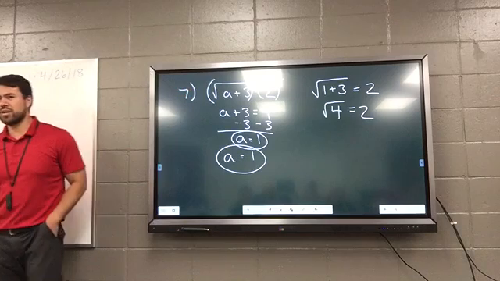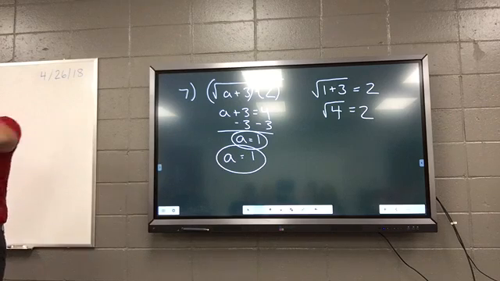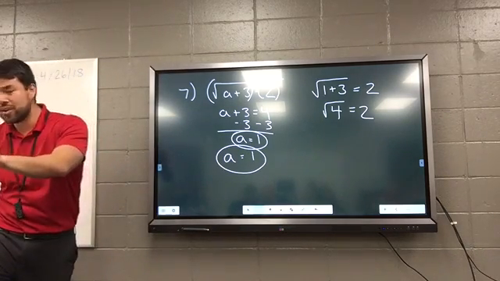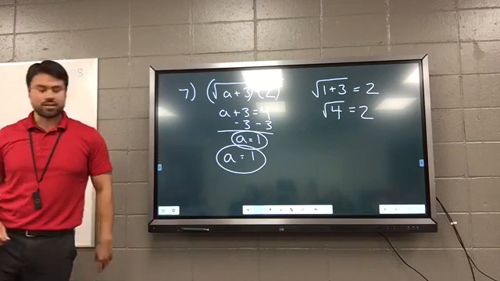How many of you got A equals 1? Good, good. All right, so you get at least the basic process, right? Isolate the radical. How do you get rid of a radical, like square root? You square it. And then you solve for x.